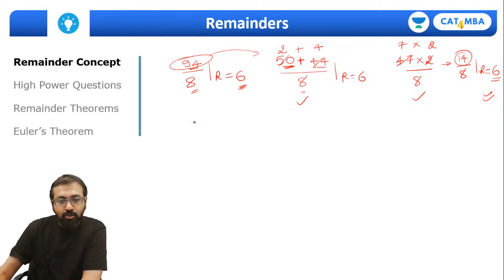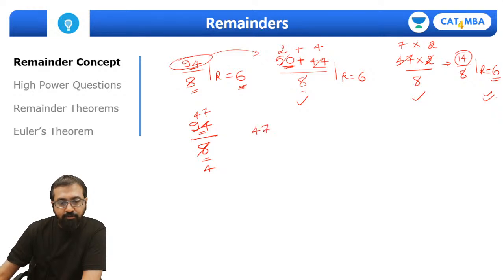In fact, we can also do it this way. Can 94 be divided by 8? There is a common factor in 94 and 8. This is your dividend, or you can say number, and this is your divisor. There is a common factor. The common factor is 2, so let's eliminate that 2. 47 2s are 94 and 4 2s are 8.